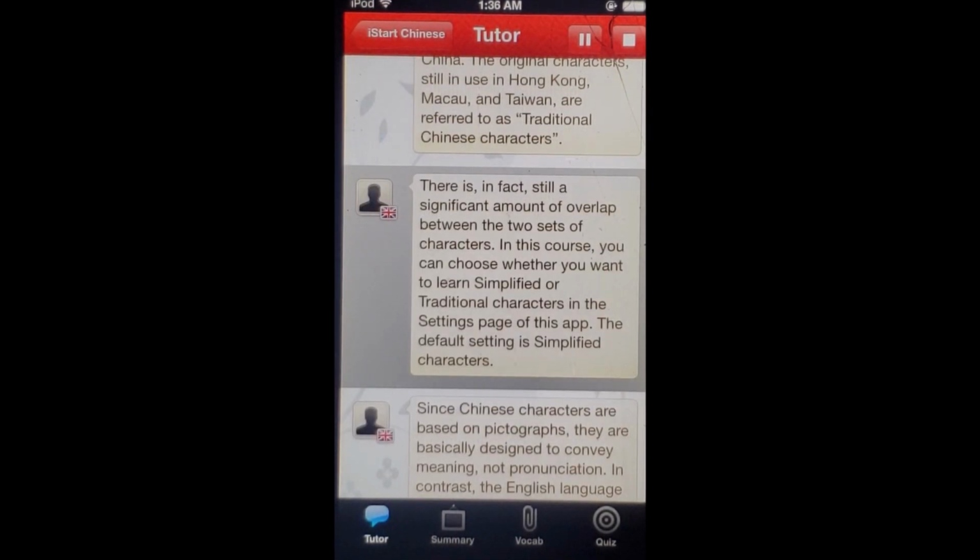There is, in fact, still a significant amount of overlap between the two sets of characters. In this course, you can choose whether you want to learn simplified or traditional characters in the settings page of this app. The default setting is simplified characters.